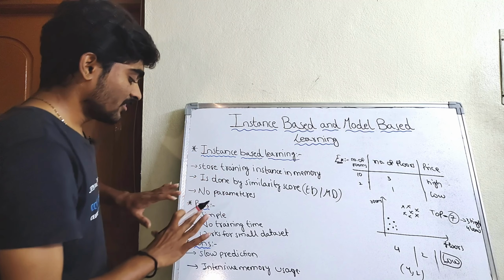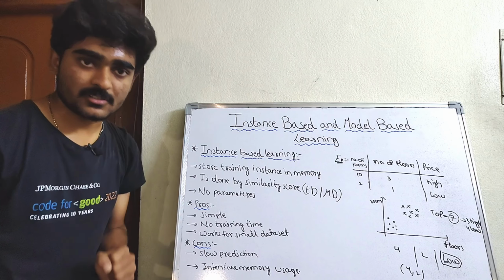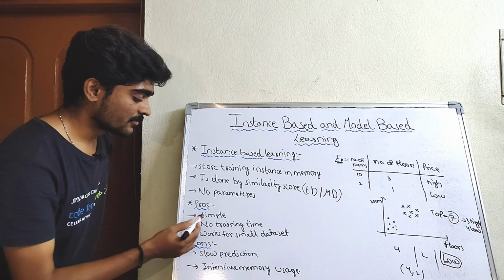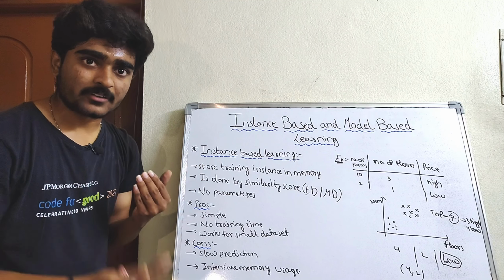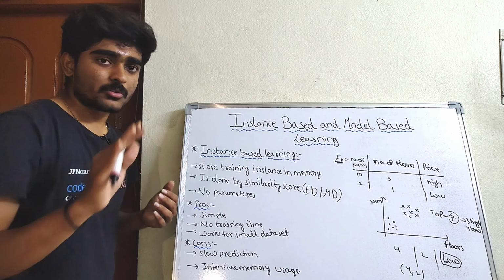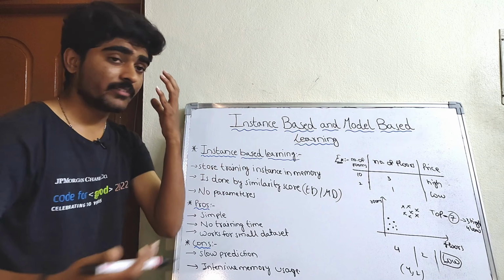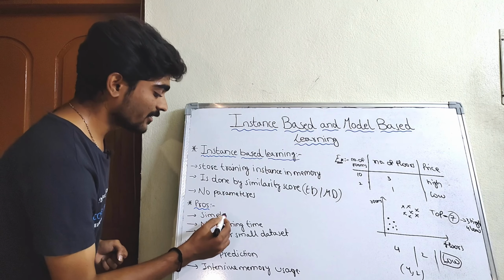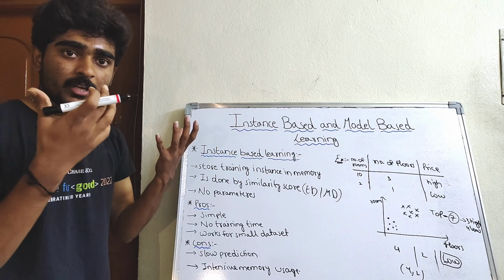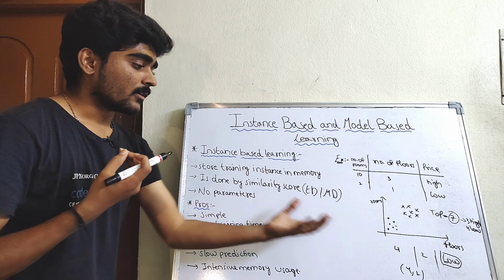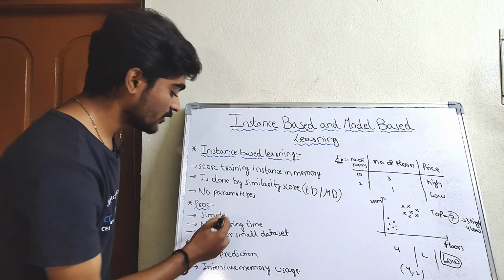Now let us see some advantages and disadvantages of this instance based learning. First, when it comes to advantages, it is simple. There is no adjustment of the parameters. Nothing is there over here. We are not even taking a complex model over here. So it is very simple without any parameters. We are just predicting the label of the data point without any training.